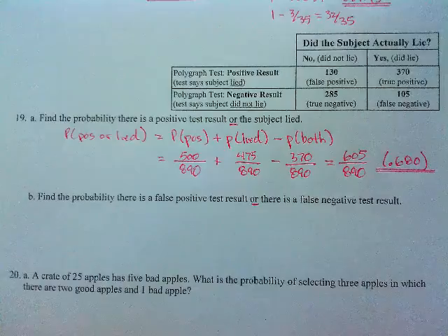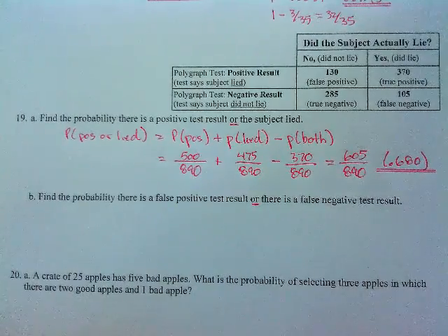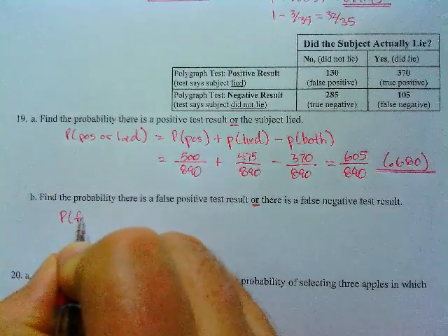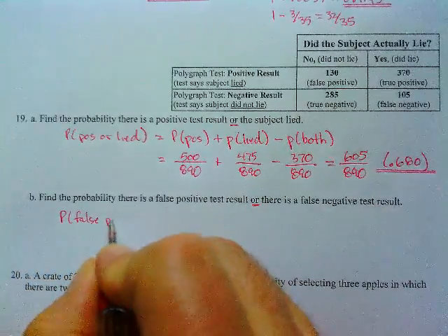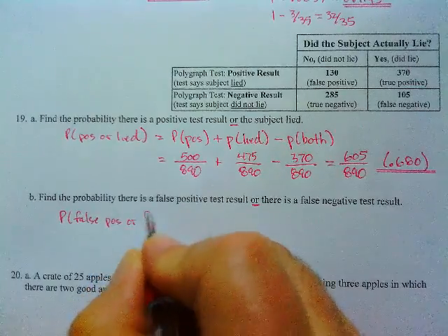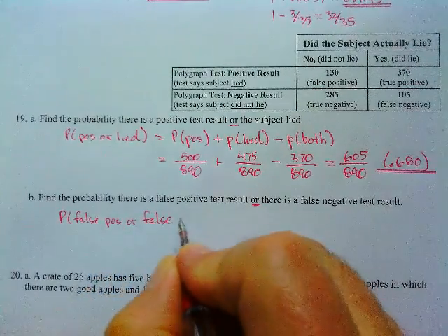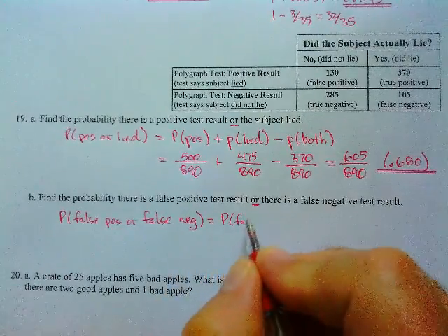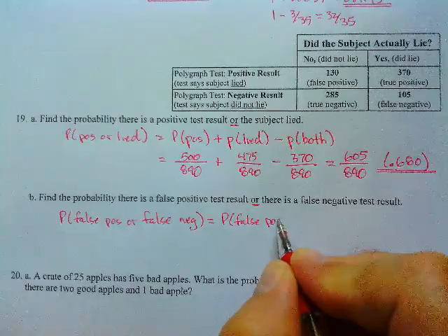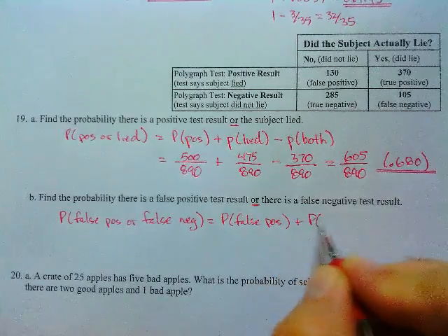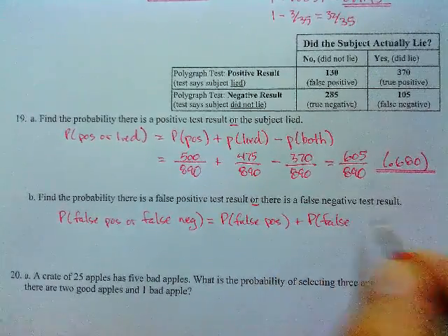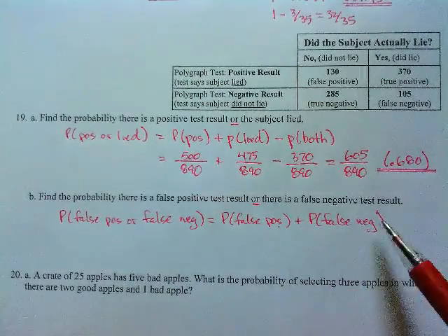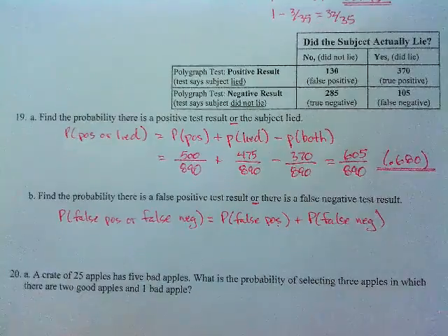Now the second part here was find the probability there is a false positive or there is a false negative. So we want false positive or false negative. So false positive, and then add to that false negative. And in this case there is no both, because you can't be positive and negative at the same time.